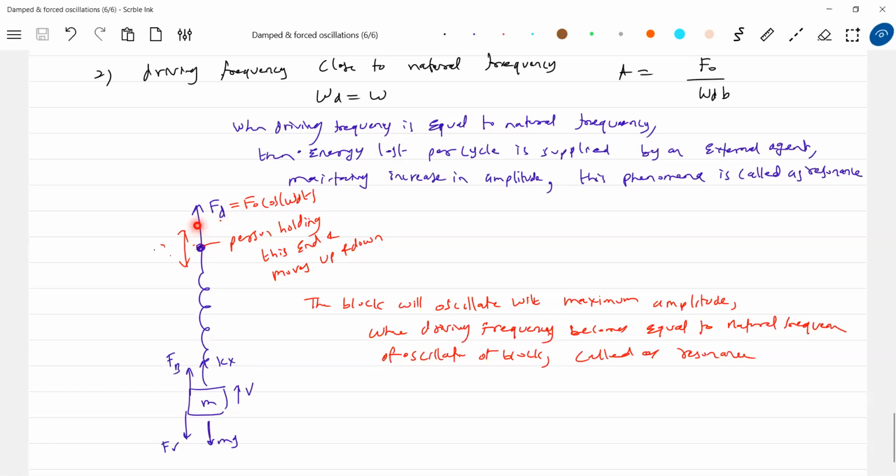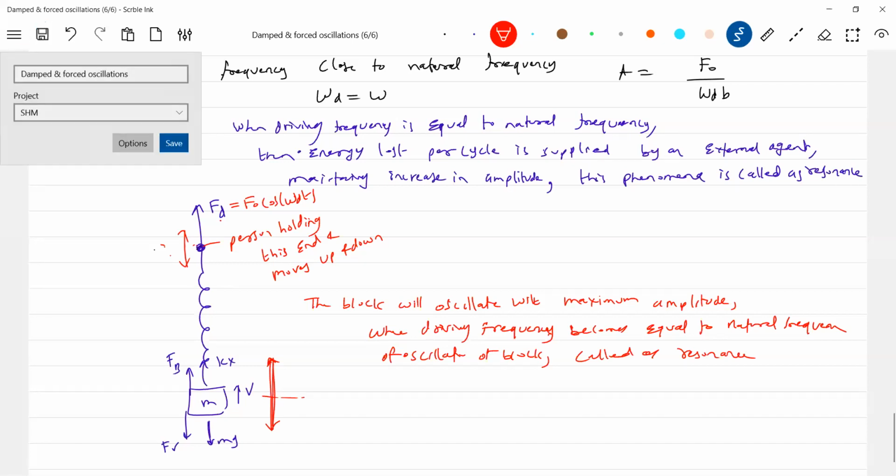So here, at this particular end, I'll be pulling it up and down. This will oscillate. Okay, here we can show it like this. Agree? This is the arrow, and it shows the vibrations of this one.